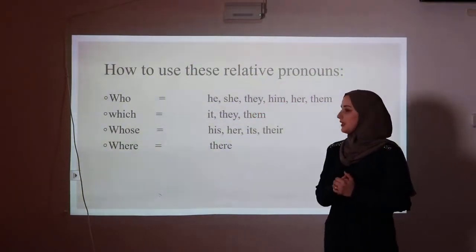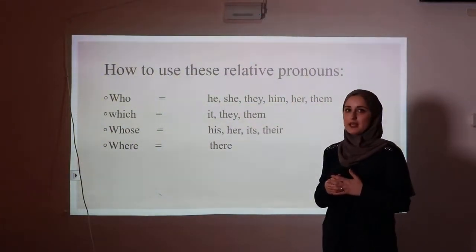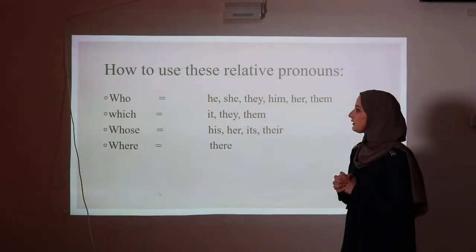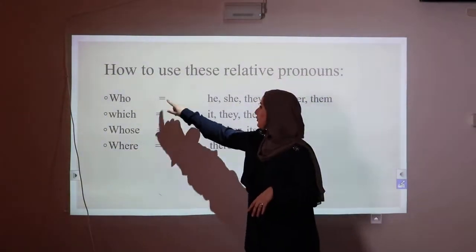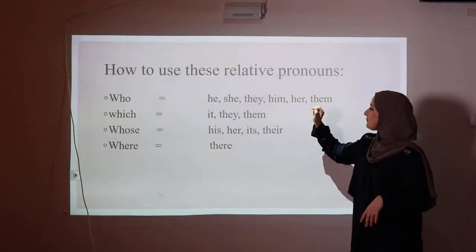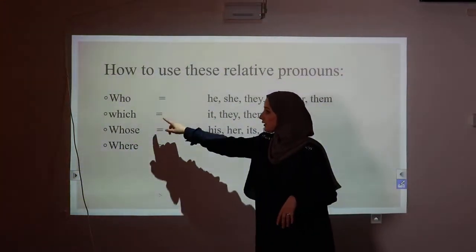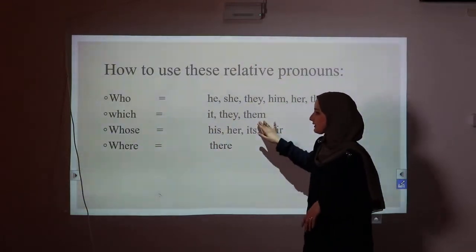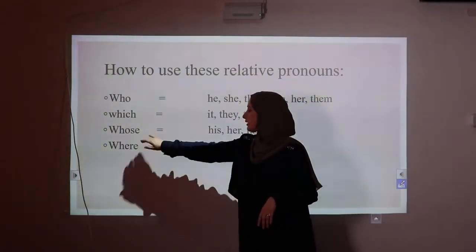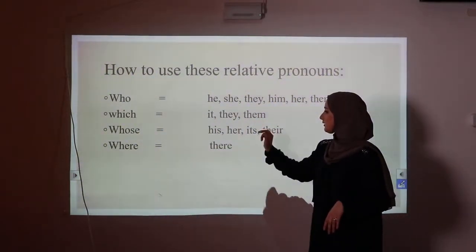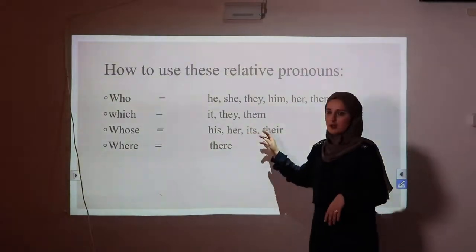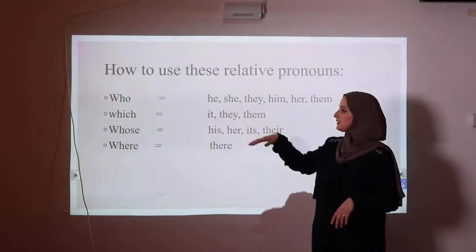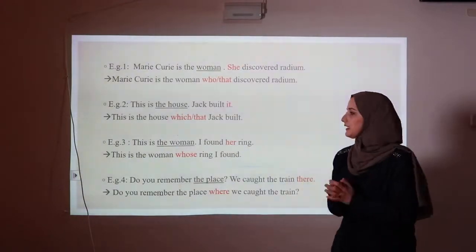As I have mentioned in the objectives, you have to know how to use these pronouns and how to join sentences using them. But before this, you have to know these pieces of information. First of all, you have to know that who equals he, she, they, him, her, and them. Which equals or refers to it, they, them. For people, for things. Whose, because it is used for position, then it equals his, her, its, their, which are possessive pronouns. The last one, where, and it equals the pronoun there. To better understand this, let's see the examples here.